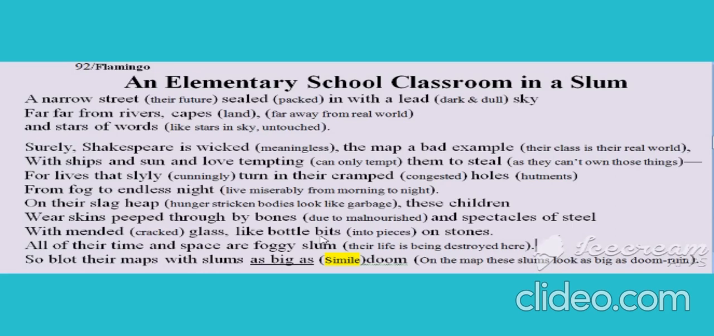All of their time and space are foggy slum. So in this way, small children are just destroying their life over there. Foggy slum means the slum in which there is no light. So blot their maps with slums as big as tombs. So on the world map, these slum areas look like a doom, a spot. Blot means a mark, blemish. So in a city, these small narrow school classrooms, the slum is just like a blot.